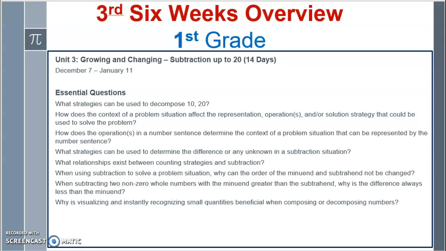So another essential question could be what does the operation in a number sentence determine? What strategies can be used to find the difference or an unknown? What relationships exist between counting strategies and subtraction? We spent a good portion of the second 6 weeks on addition, so now we're connecting that to the inverse relationship, which is subtraction. When using subtraction to solve a problem, why can the order, the minuend and subtrahend, not be changed? That's imperative because that same statement for addition, why can the order of the add-ins be changed, is different, and it's imperative kids understand that. In first grade, we deal with whole numbers, only positive whole numbers, but when they get to middle school, that idea will be changed.